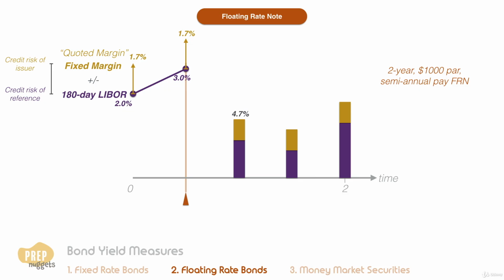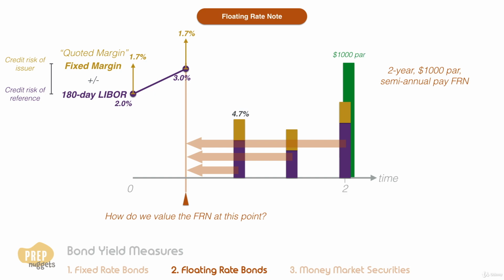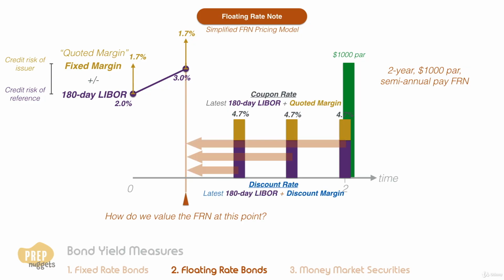The question at this point is, how do we value the FRN at this point? Thus far, we've been using the method of discounting all future cash flows to the present and sum them up. However, in this case, we do not know the values of all the future cash flows yet. A simplified FRN pricing model is to fix all the future coupons at the most recent rate, which is the latest 180-day LIBOR plus the quoted margin. The same principle applies. Sum up all the future cash flows discounted to the present. The discount rate to apply is the latest 180-day LIBOR rate plus the discount margin.